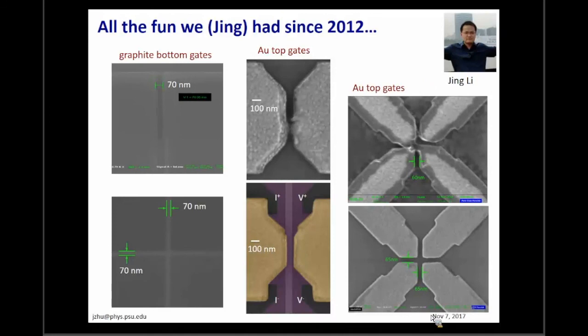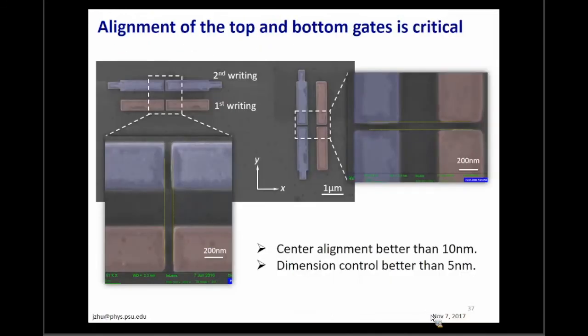That's at the center of that device that we're looking at. The critical thing is to align the top and the bottom. So we've developed a process for that. I'd be happy to talk to people interested in knowing. It's also written in the paper that we published.